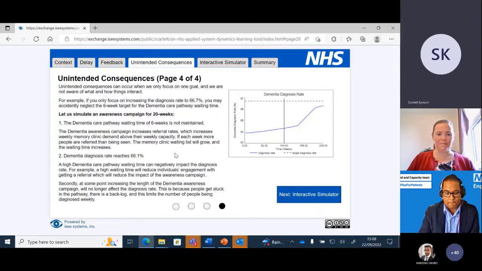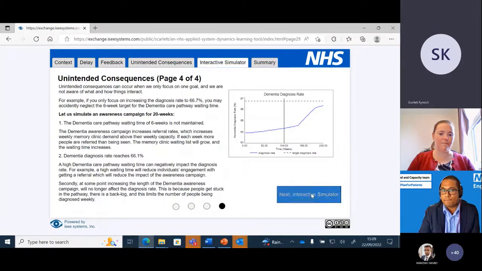Also, the dementia diagnosis rate reaches only 66.1%, so this is not the 66.7%. A high dementia care pathway waiting time can actually negatively impact the diagnosis rate. For example, a high waiting time will reduce individuals' engagement with getting a referral, which will reduce the impact of the awareness campaign. But also secondly, at some point, increasing the length of the dementia awareness campaign will no longer have an effect on that diagnosis rate. This is because people get stuck in the pathway. There is a backlog and this limits the number of people being diagnosed weekly.